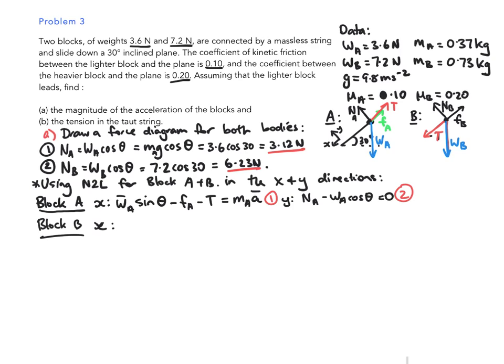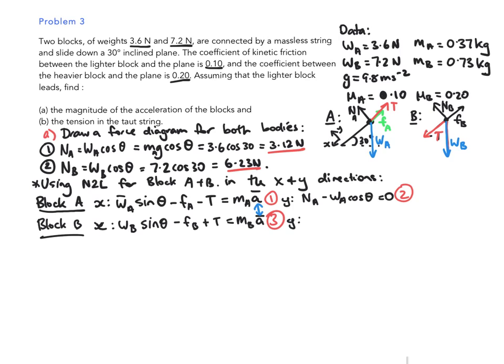In the x direction, we have W_B sine theta, so this is pretty similar, W_B sine theta minus F_B, but in this case we've got plus T, because the tension's going back in this other direction. So that's an important factor, equals m_B a. Now these a's are the same. The blocks are connected, so it's the same acceleration, so that's good. And this is equation 3.